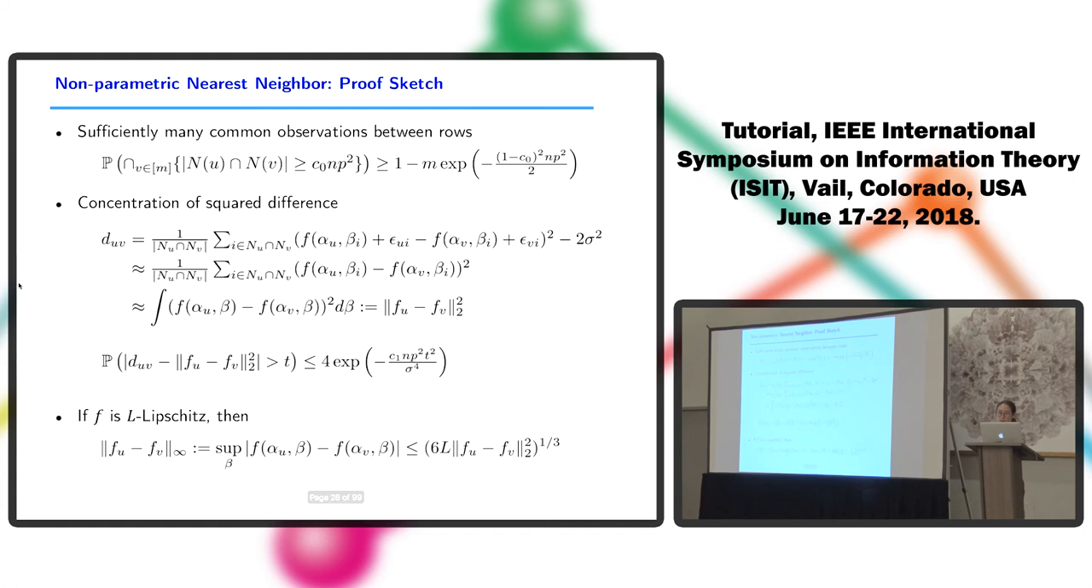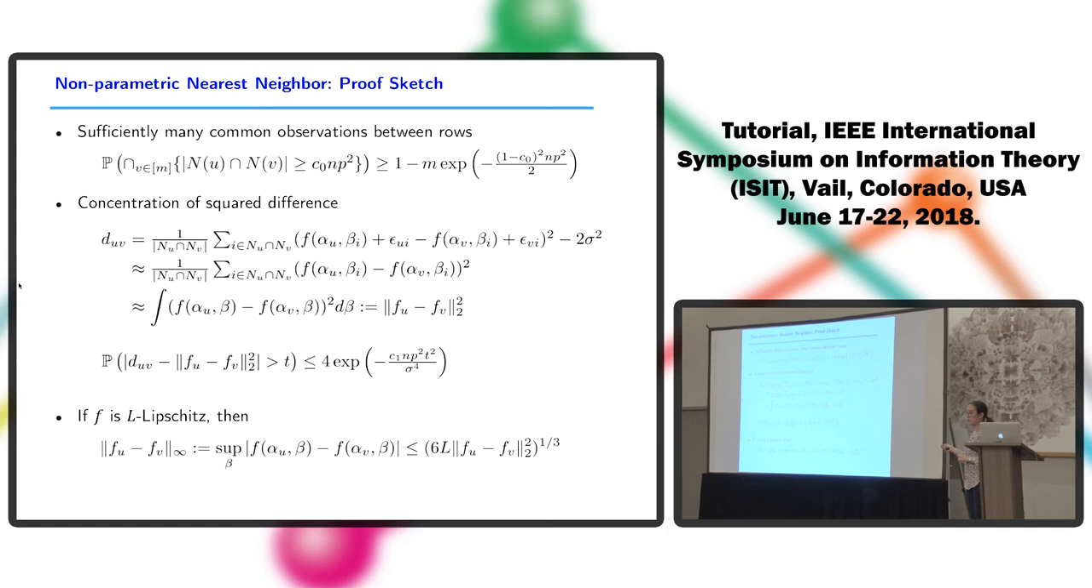To start off, we first want to show that these distance estimates in fact converge. First we want to say that for every pair of rows, there are sufficiently many common observations. Here I'm denoting by n the columns for which row U has observed data points. The intersection between these is the common observations, and that's simply distributed as a binomial, so this just follows from Chernoff's bound. Next, given that the size of this intersection is large, we want to show that the distance that we estimated, which I spelled out exactly here, concentrates nicely to the L2 distance between the two functions.